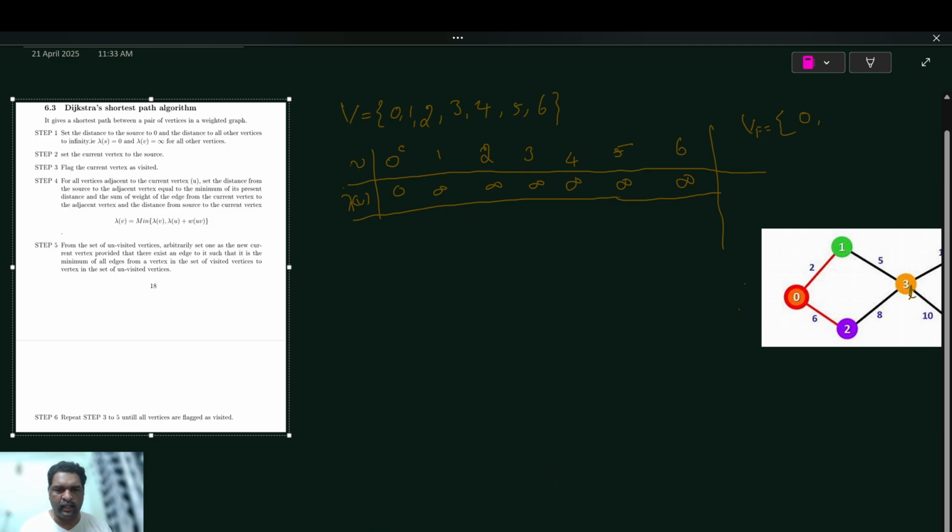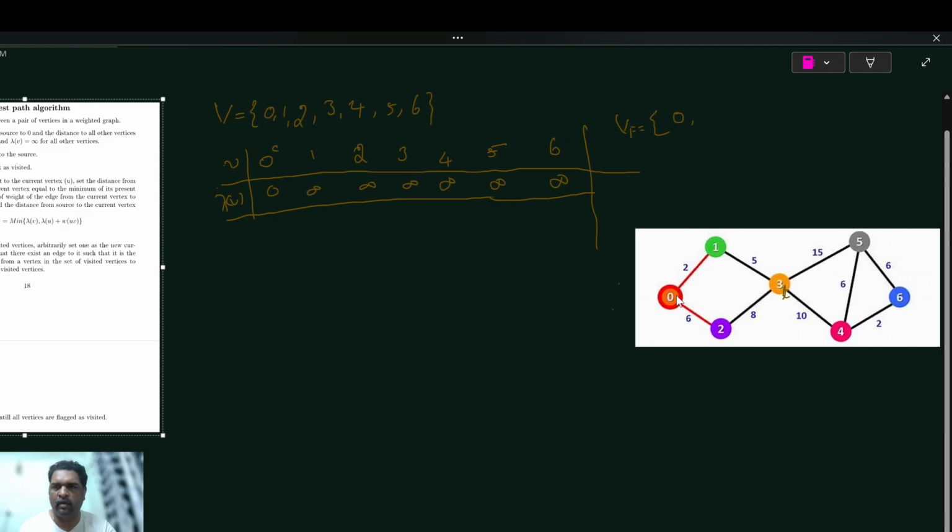So for all vertices which are adjacent to the current vertex, that is here 0, there are two vertices which are adjacent to the current vertex, that is 1 and 2. So for the vertices 1 and 2, we calculate the value of lambda using the formula minimum of lambda of u and lambda of u plus weight of u w. So we recalculate the value of lambda of u. I just do it in the same table, or you can draw a separate table for each vertex. So here we recalculate the value of lambda of v.